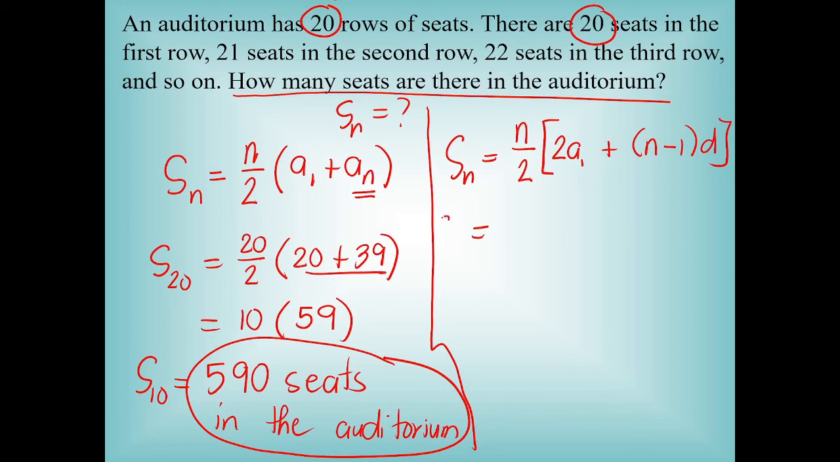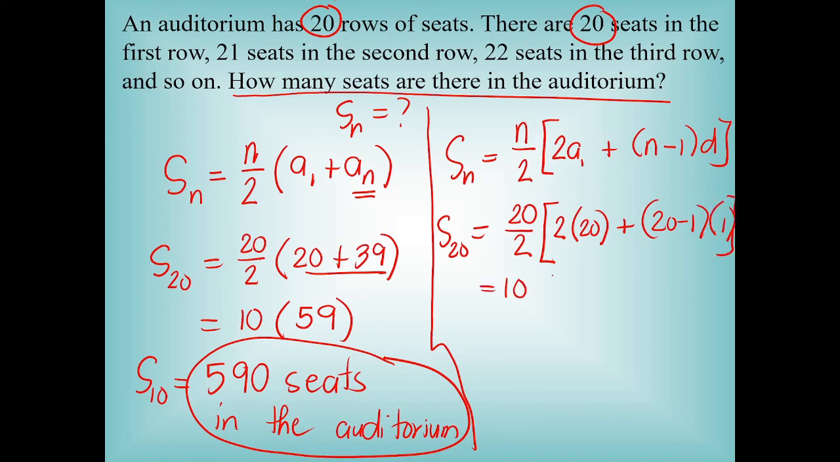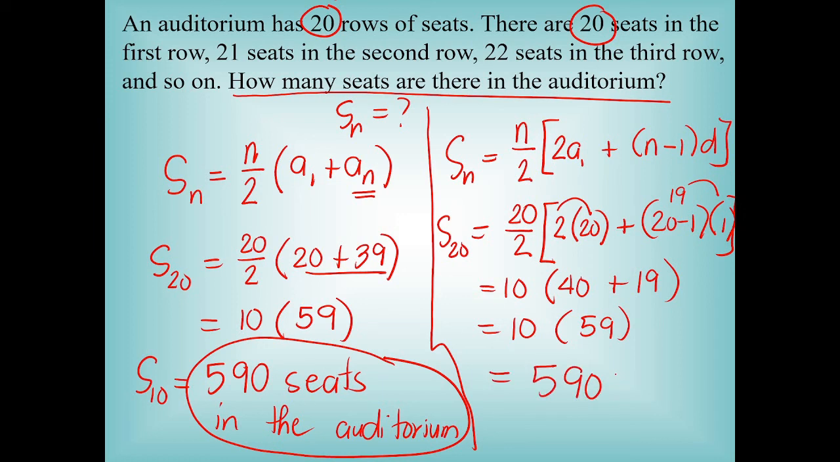Okay, we have S sub 20. 20 divided by 2. This is 2. The first term is 20. It's stated in the problem. Plus n, that's 20 minus 1. And the common difference, that's 1. Okay? So this is 10. This is 40. This is 19 times 1 plus 19. Which will give us still of 59. Times 10, it's still 590 seats. So, again, it's totally the same.